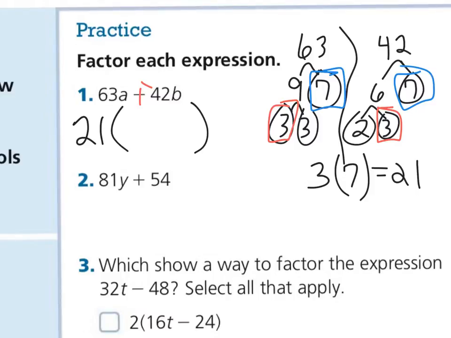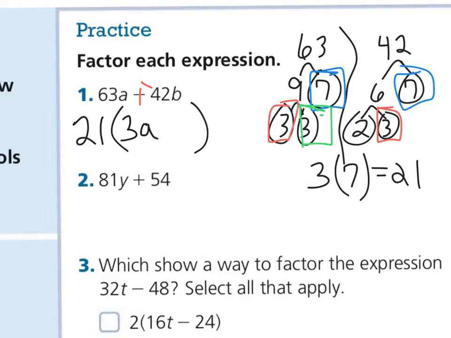So the only thing left over for the 63 is we've got a 3 here. Okay? So 21 times 3 must be 63. Does that make sense? Okay, and then besides the 3 we also need an A. So 21 times 3A, if we would distribute that, that would give us the 63A.